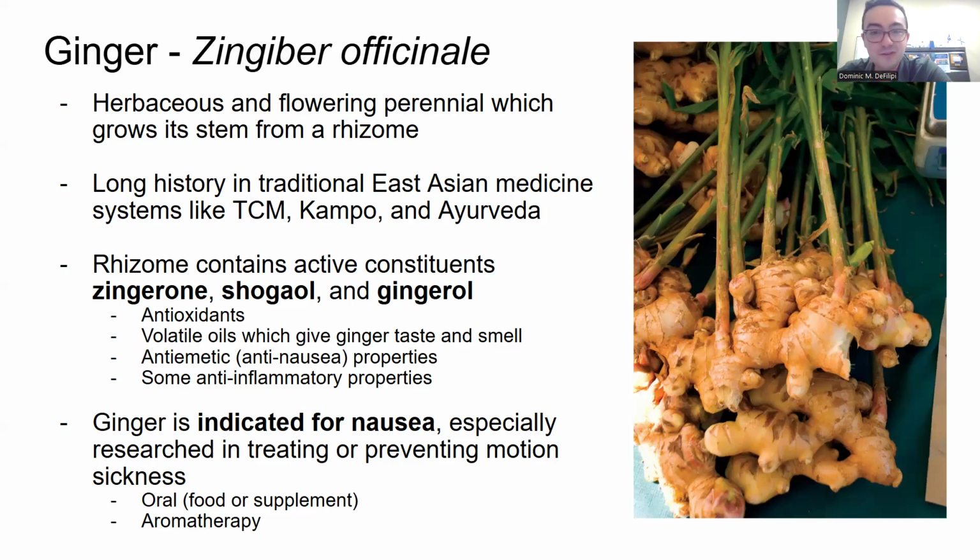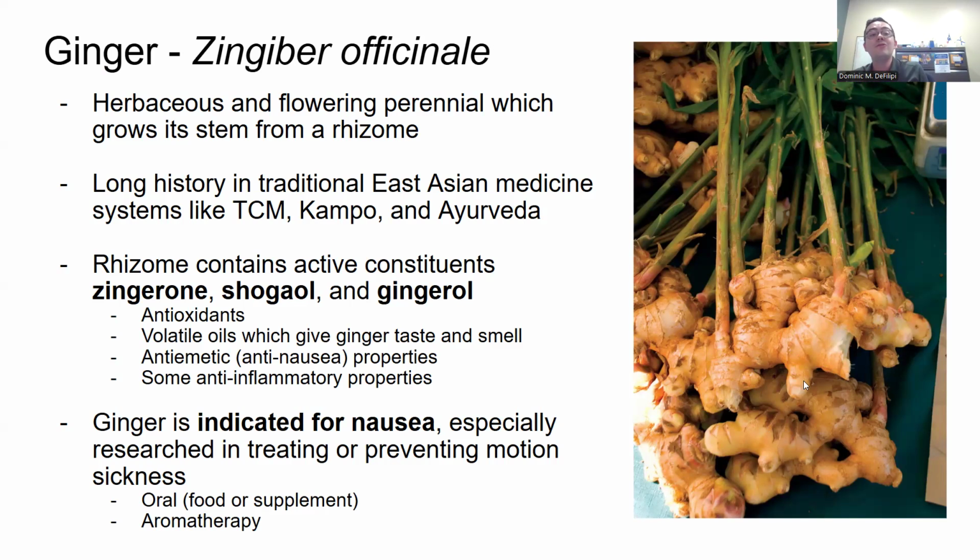You'll probably see these in the grocery store. If you're a fan of sushi or some East Asian food, it's really, really tasty. It's an herbaceous and flowering perennial, which grows its stem from the rhizome. You can see the rhizomes here are growing multiple stems out of the same rhizome.